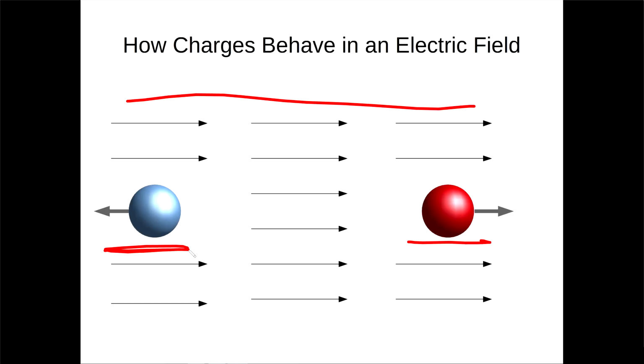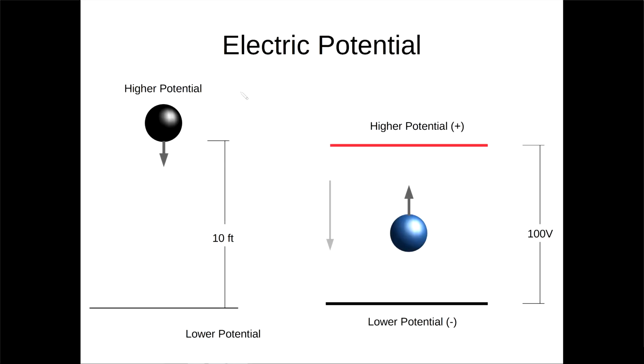A positive charge will move in the direction of the electric field. It has a force in the direction of the electric field, whereas a negative charge will have a force that pushes it in the opposite direction, away from that electric field. So now we can discuss electric potential.